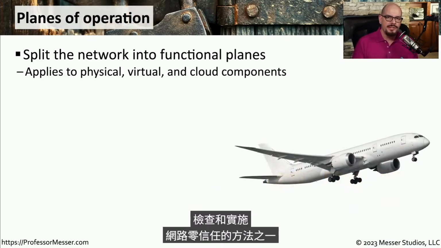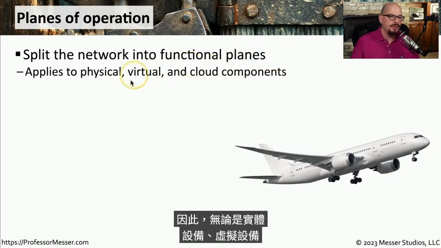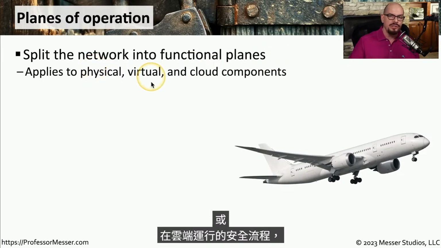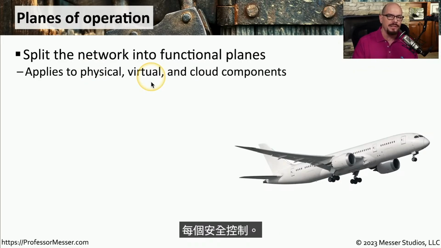One of the ways that we can start examining and implementing zero trust on our networks is taking our security devices and breaking them into smaller individual components. We commonly refer to this as separate functional planes of operation. So whether it is a physical device, a virtual device, or a security process that's running in the cloud, we can apply these different control planes to every single one of these security controls.